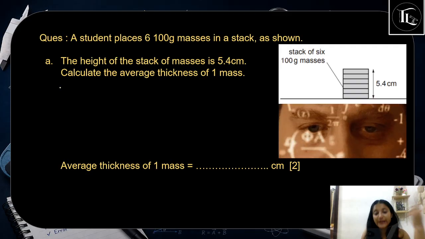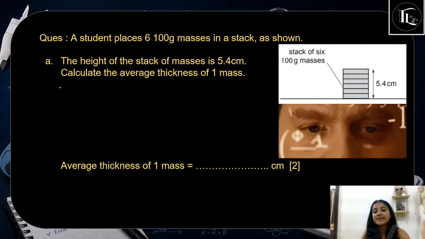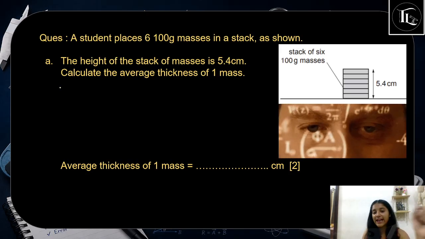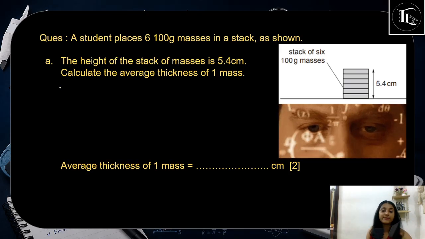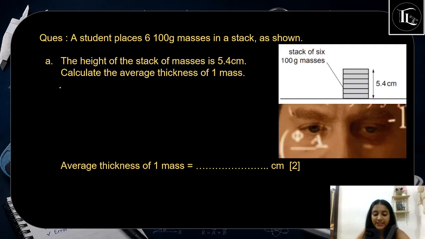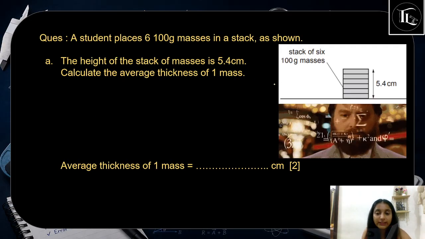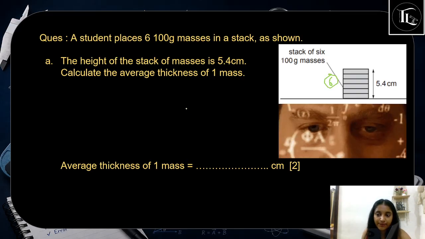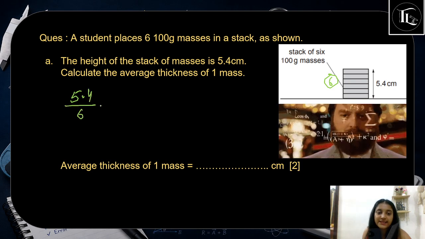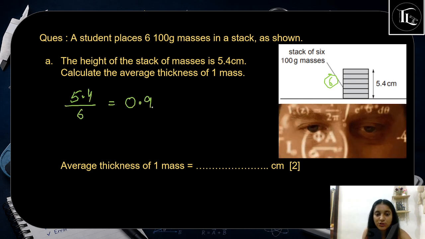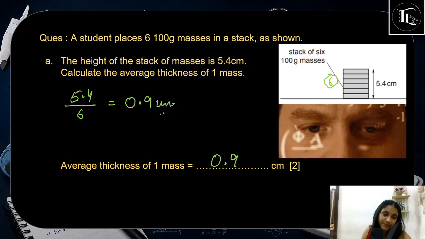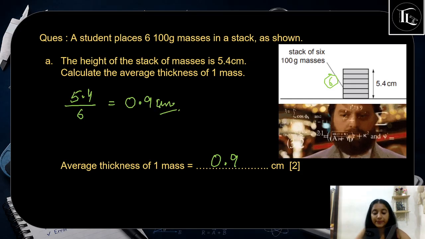It says a student places 6 masses in a stack as shown. Part A says the height of the stack of masses is 5.4 centimeter, as you can see in the diagram. Calculate the average thickness of one mass. So there are a total of 6 blocks here, and the height is 5.4. So we will just divide it by 6, and it will come out to be 0.9. So the answer is 0.9 centimeter. I hope this is clear.